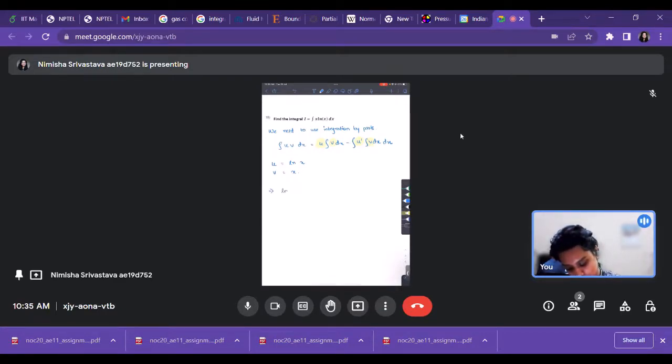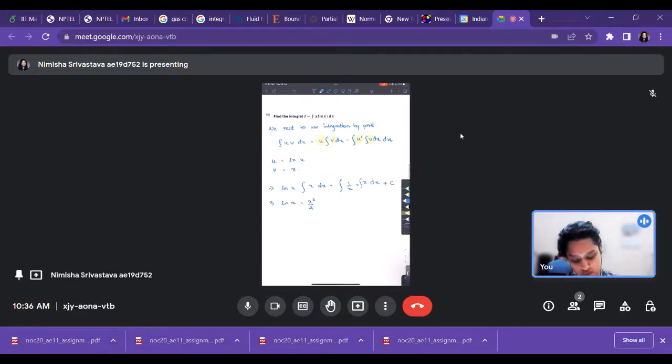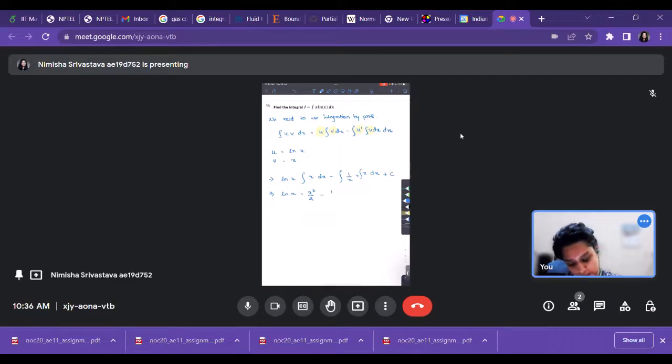So we have ln x into the integration of x dx, minus 1 by x, the derivative of log x is 1 by x, into again the integration of x dx. Okay, so we have ln x into x square by 2, plus c, let's not forget the constant of integration, and into x square by 2 plus c.